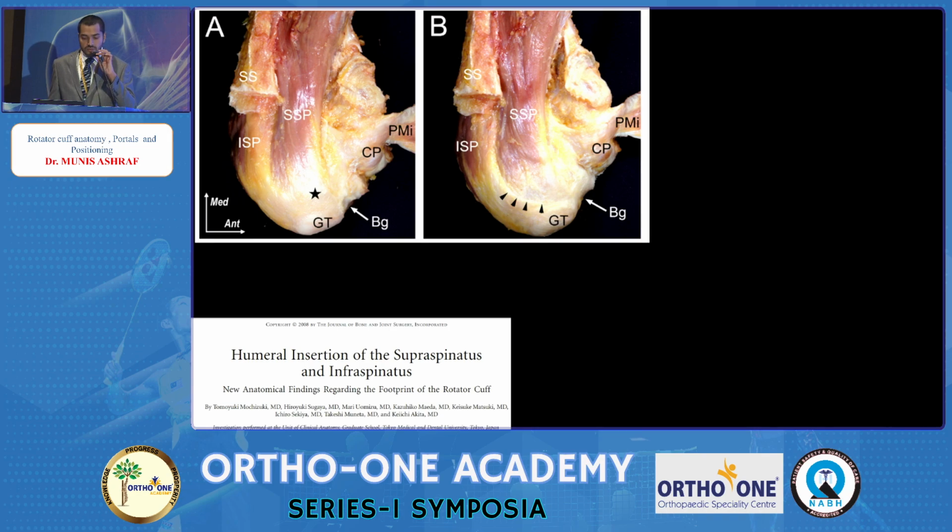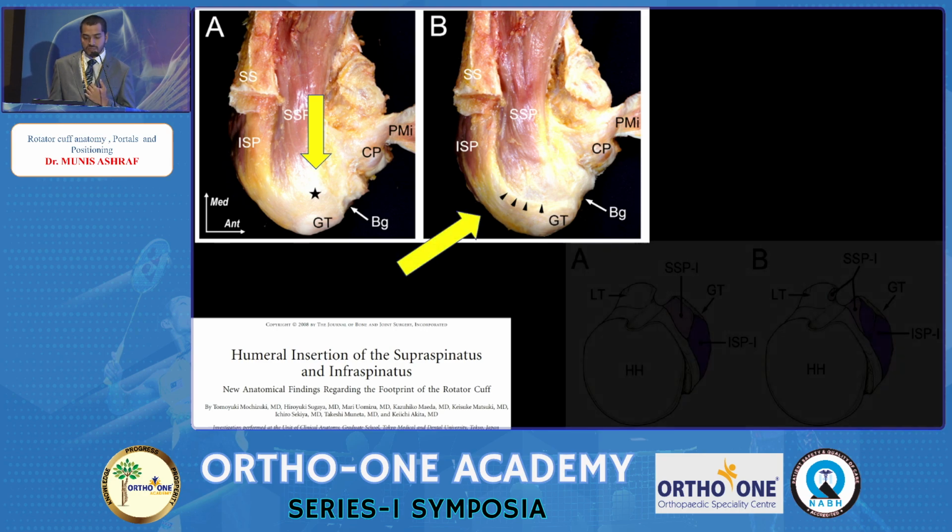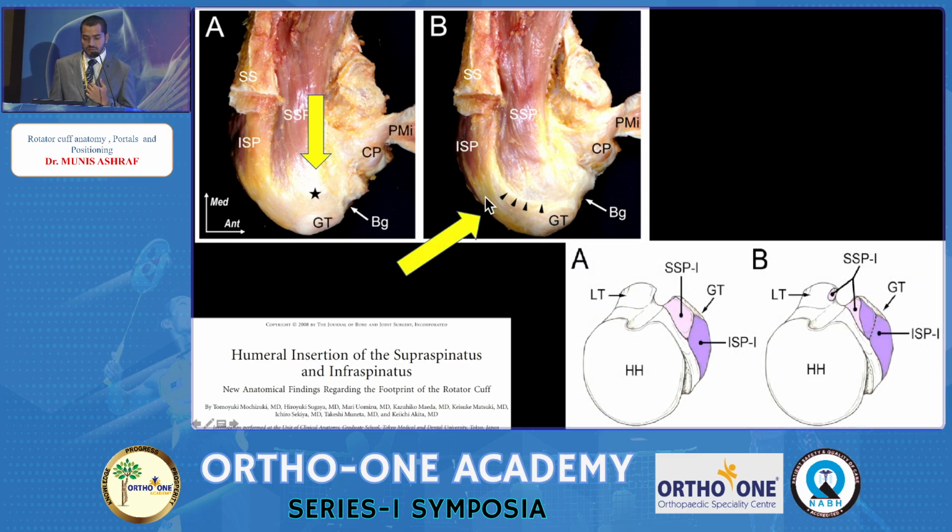The next is on humeral insertion, how the cuff inserts into the greater tuberosity. These findings are by Mochizuki et al., a group from Japan. They have really phenomenal anatomical studies. They have shown that the supra actually occupies a lesser surface area than the infraspinatus. Here we can see that the infraspinatus occupies at least 60 to 70% of the GT of the humeral head, whereas the supra contributes less than the infraspinatus.